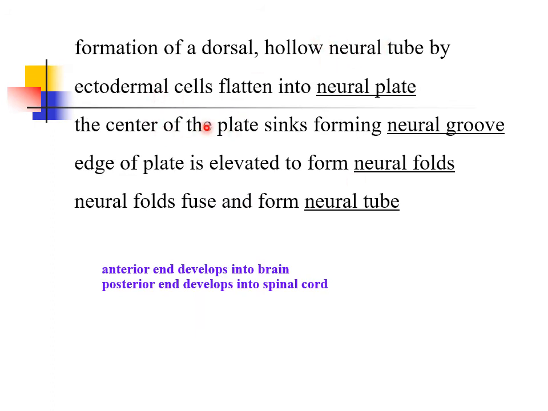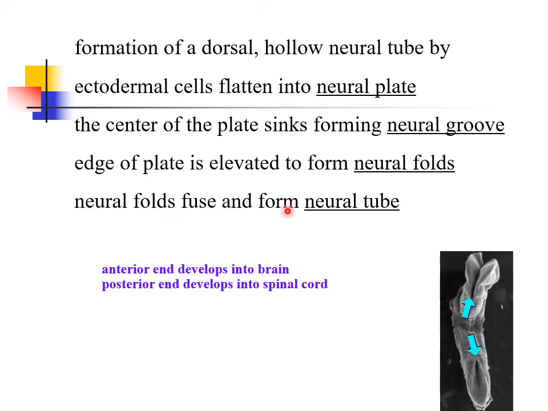The center of the plate sinks, forming the neural groove. The edges of the plate are elevated to form the neural folds. Neural folds fuse and form the neural tube. Here, this is the neural tube. It has two pores, the cranial pore and the caudal pore. They will be closed later on. Anteriorly, it forms the brain. Posteriorly, it develops into the spinal cord.